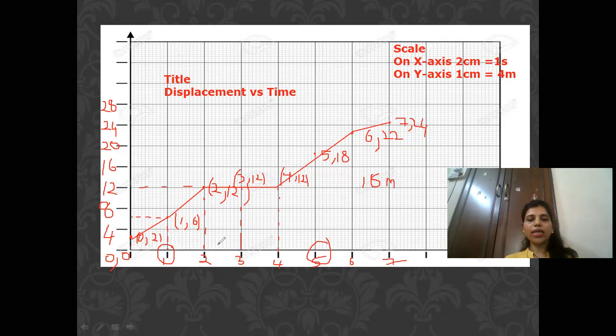And at 1 second over here, it was at 6 meter. So minus, because that's the time gap. Initially it was 6 meter and then it reached 18 meter. So when you subtract, what do you get? 12 meter. So that is the distance covered. Now after that, just check what they have asked next.